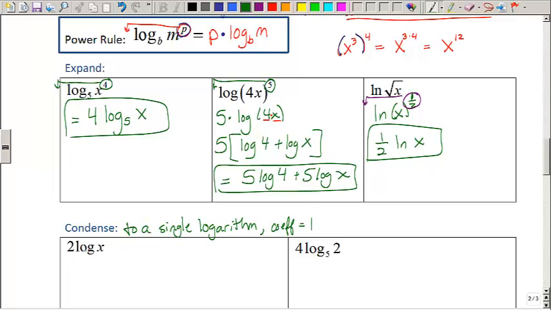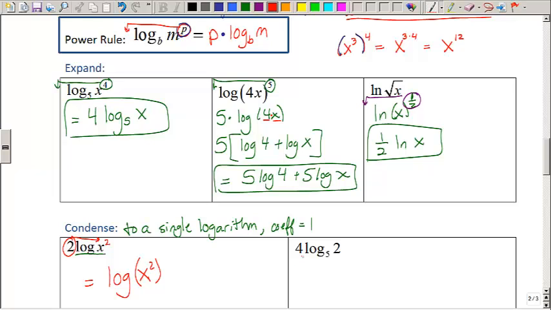So the reason 2 log x isn't already condensed, it is only a single logarithm, but we need to move the 2. The way I'm going to move the 2 is to use the power rule, but a little bit backwards of how I used it in the expand rule. I'm going to take this coefficient 2, and I'm going to move it up into the exponent of the argument to leave me with log base 10 of x squared.